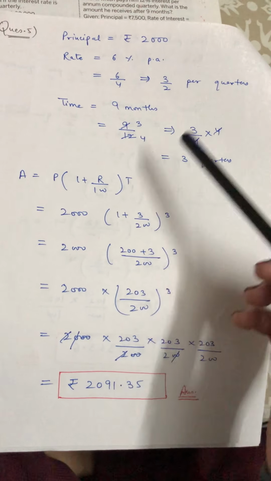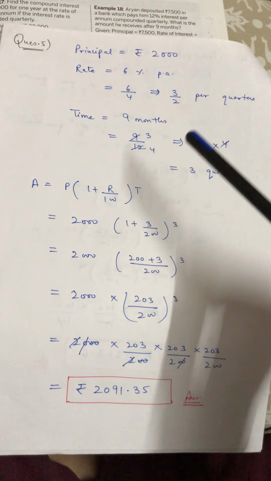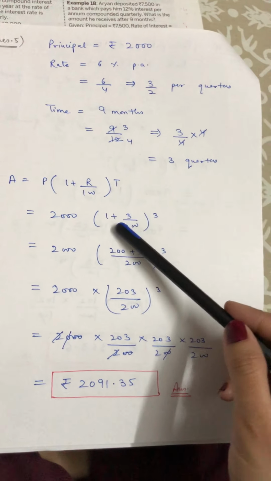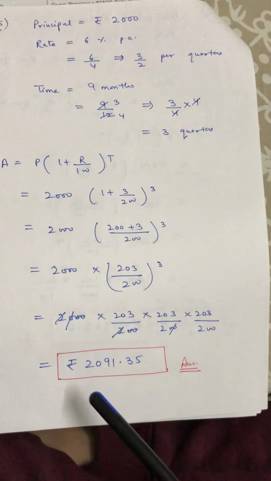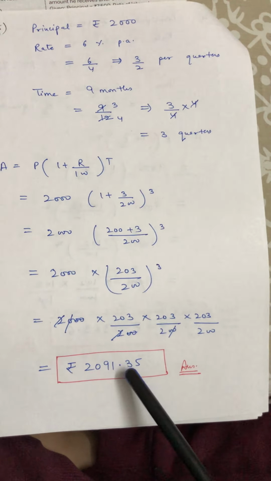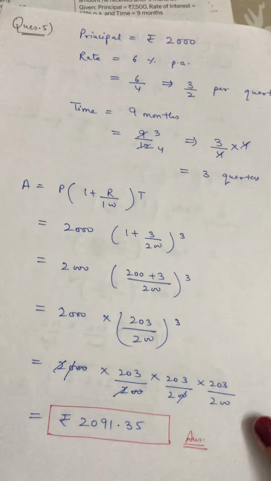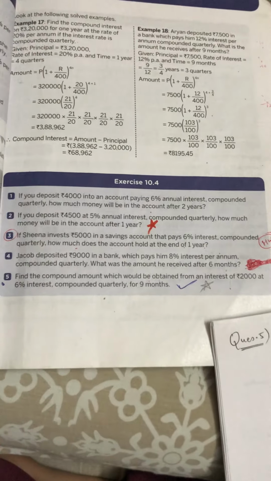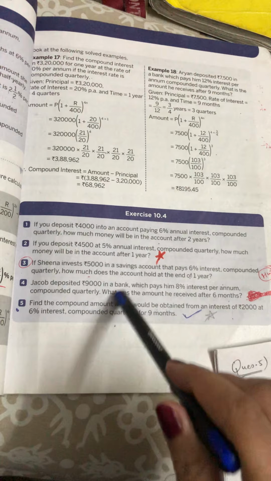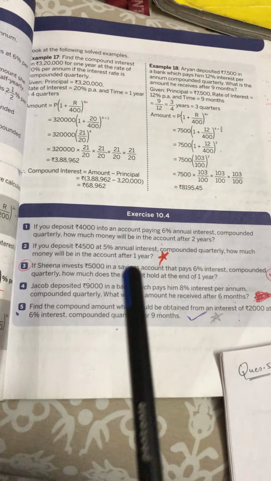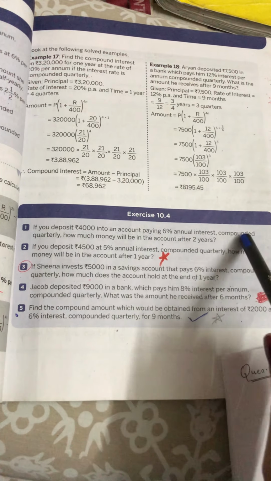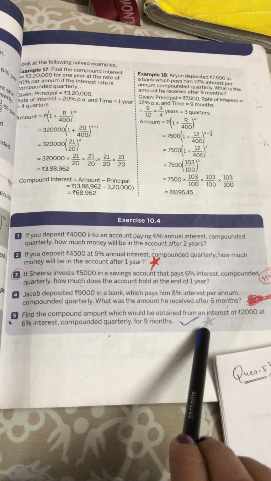Now this is the formula. Put the value of P, then put the value of R, and put the value of T, and you will get your answer. Okay, so the answer will be rupees 2091.35. Alright, so in this way you have to solve all the questions. I have solved all the questions except question number 3. Do it very carefully. It is totally based upon the concept which we have done in all the questions.